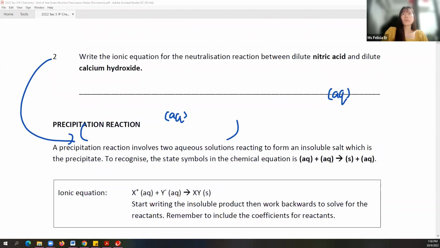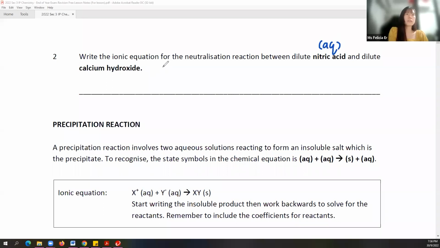Okay, so moving on to question number 2, they said to write the ionic equation. So this time around, they are very nice. They tell you that it's a neutralization reaction between dilute, dilute means aqueous, right? And then dilute also aqueous. Or you can use the solubility table. So if you have memorized the solubility table, then you will know that nitric acid and calcium hydroxide are aqueous. So the answer will be the same again.